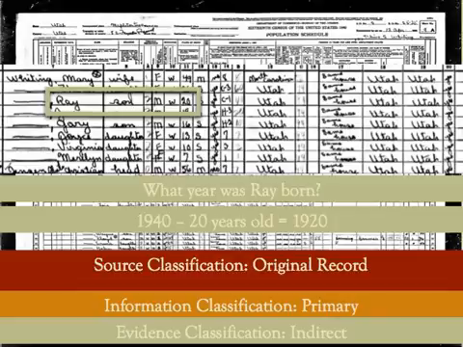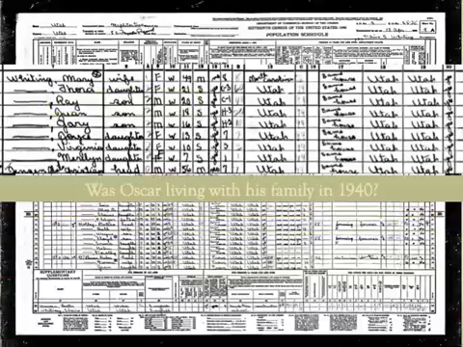In this case, with this question, this is still an original record with primary information, but we now have indirect evidence that tells us the year that Ray was born.